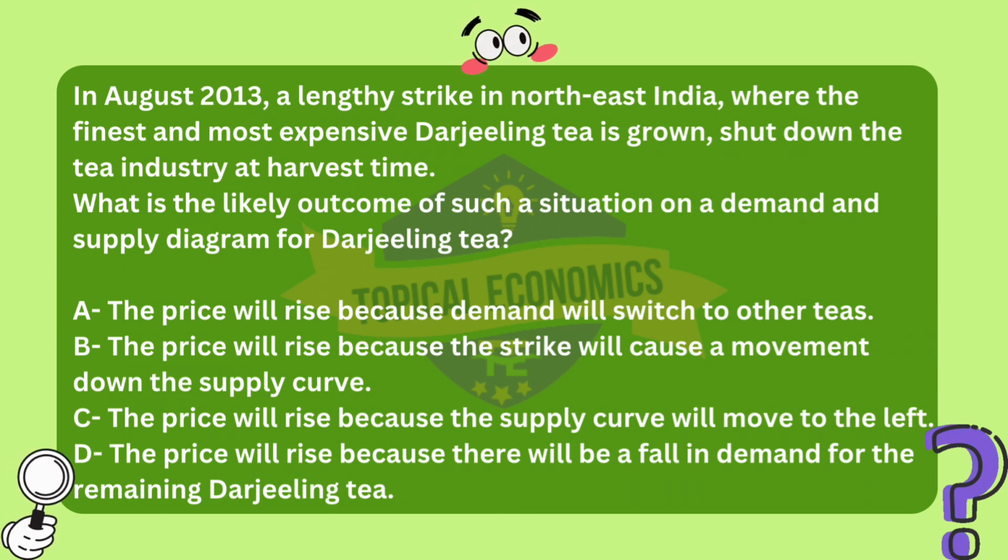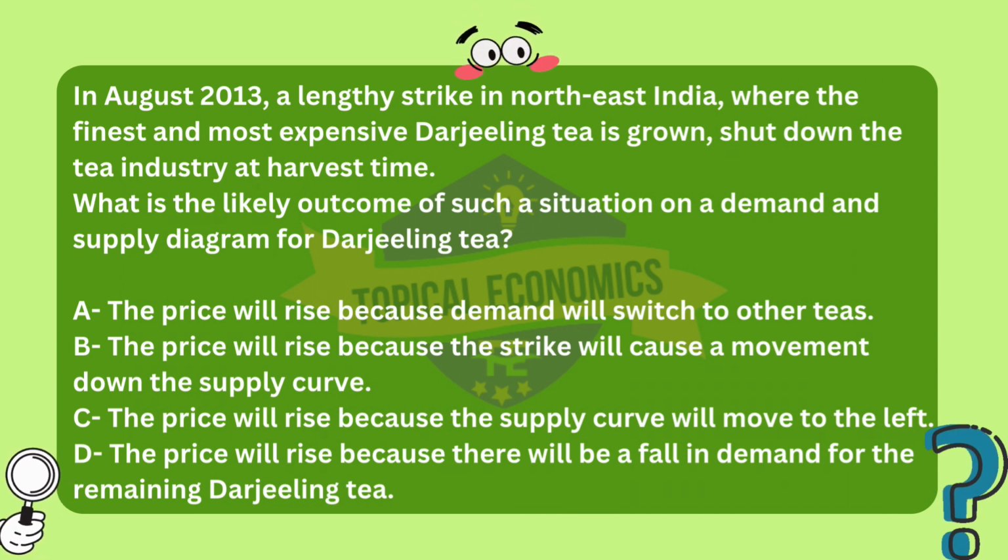A. The price will rise, because demand will switch to other teas. B. The price will rise, because the strike will cause a movement down the supply curve. C. The price will rise, because the supply curve will move to the left. D. The price will rise, because there will be a fall in demand for the remaining Darjeeling tea. This question is from year 2015 October, November, version 2.